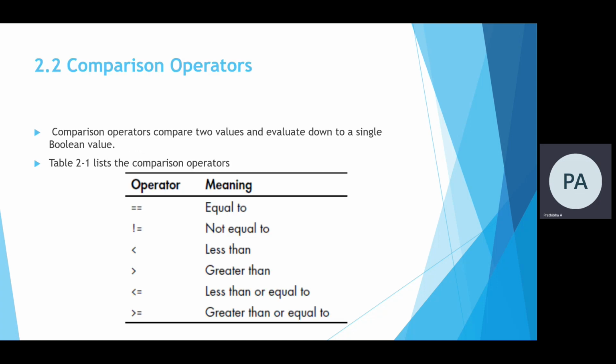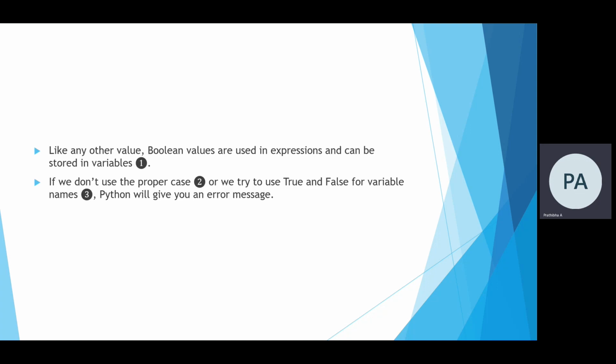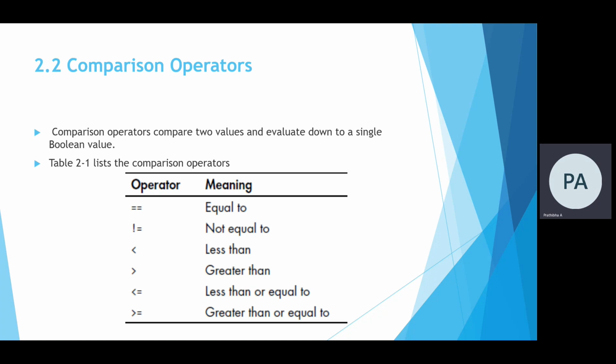There are also comparison operators. Let's see what operators we have under comparison operators. You will have the operator called equal to, then not equal to, then less than, greater than, less than or equal to, and then greater than or equal to. You can use these operators for making a comparison between values.